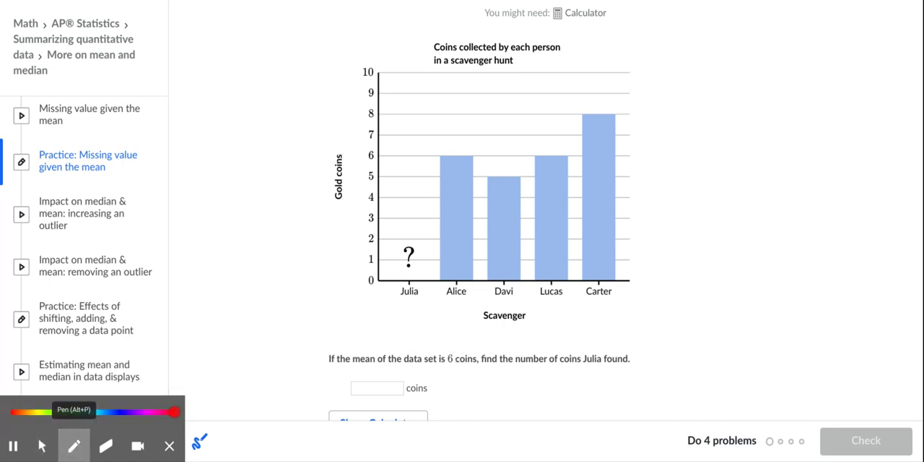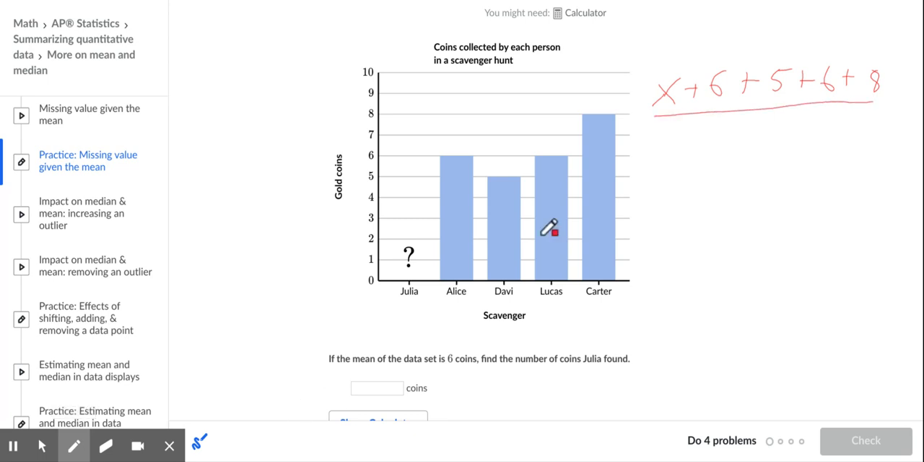So basically our average is x, that's Julia's, plus Alice is 6, Davy is 5, Lucas is 6, and Carter is 8, all divided by 5 because there are 5 data points. And all of this equals 6 because that's the mean that we're given. So all we have to do is simplify this.